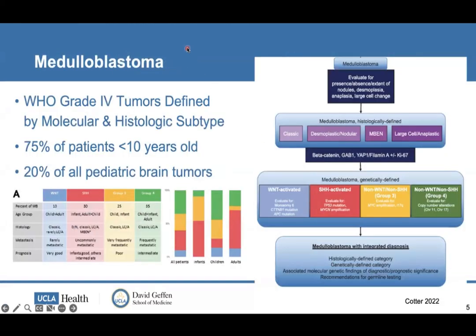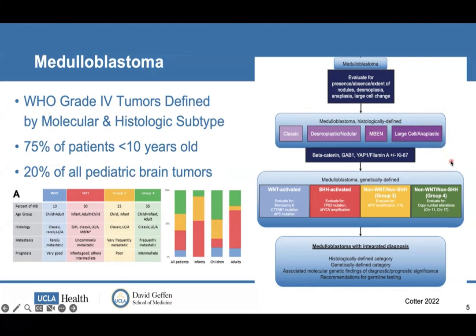The first tumor type that I'd like to speak on are medulloblastomas. Now, medulloblastomas are considered WHO grade 4 tumors, and they're defined by both histologic and molecular subtypes. 75% of patients are younger than 10 years old, and they comprise 20% of all pediatric brain tumors. Now, these were traditionally defined by histologic criteria: the classic desmoplastic and nodular, the MBENs or medulloblastomas with extensive nodularity, and the large cell/anaplastic ones.